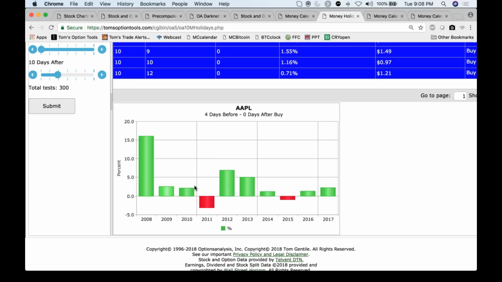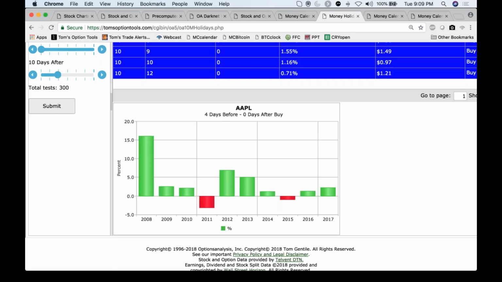Shows you the percentage. 2010. Here's 2011, it lost money. 2012, 13, 14 made money. 2015 lost a little. 16 up 1.3. 17 up 2.28%. So 2.28% of Apple right now at the price it's trading at really puts it about $5 higher than it is now.